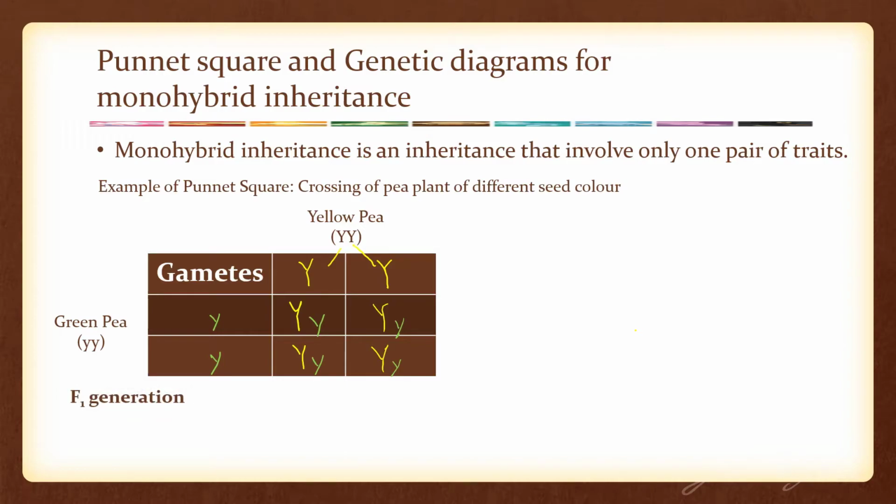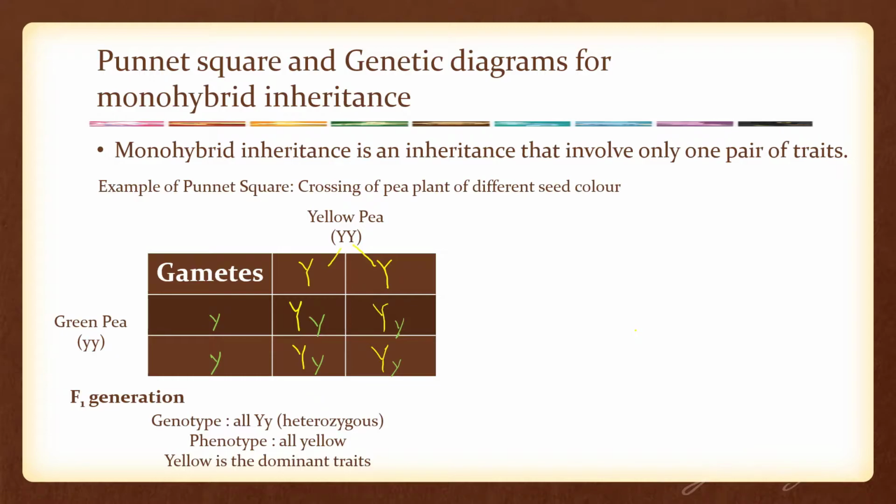The F1 generation, all the genotype will be capital Y and small letter y, so they are heterozygous. The phenotype will be all yellow color peas because all the offspring will contain a dominant gene. And because the F1 generation is all yellow in color, we say that the yellow color is the dominant trait. But just take note, we discover that the trait is dominant first before we assign whether they are the capital letter or the small letter.